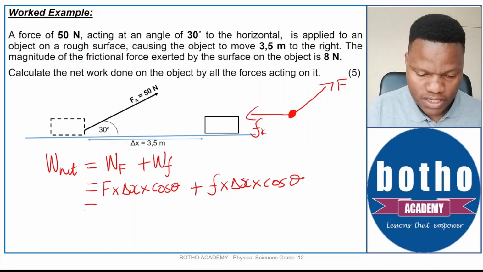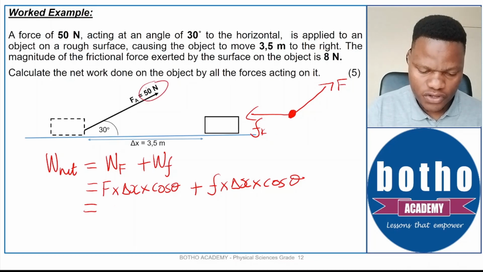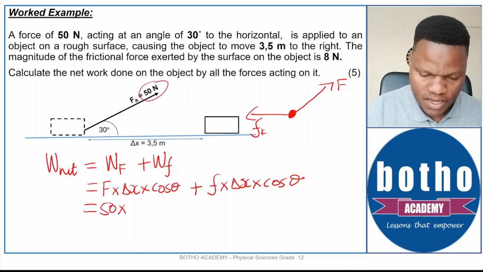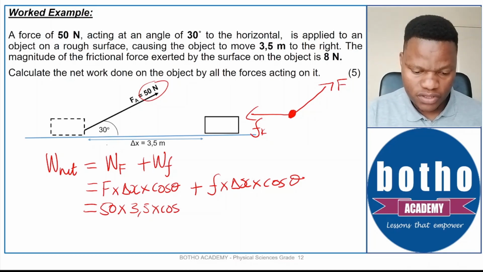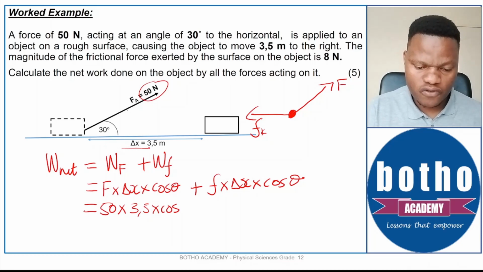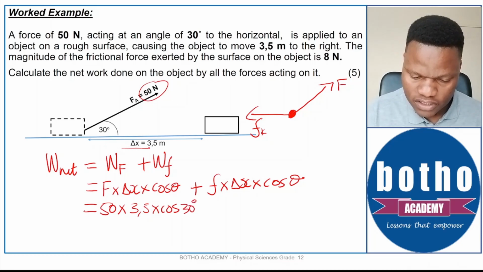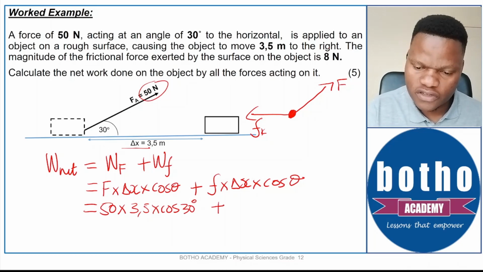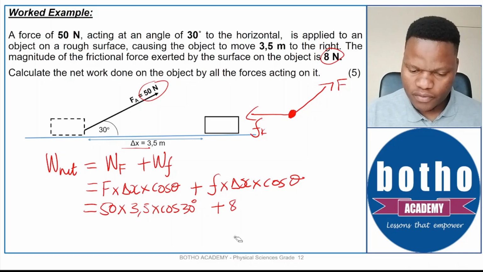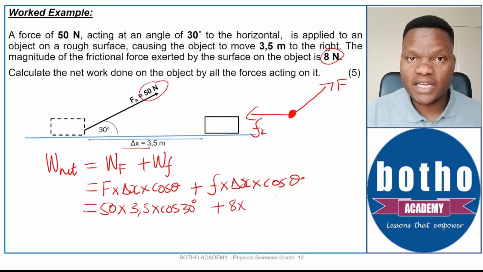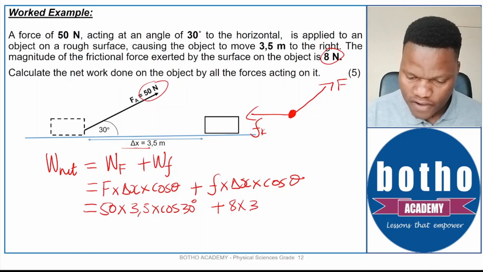Now let's look at what is happening in the substitution. In our substitution, what we get is that the applied force is 50 newtons. Then we're going to say 50 multiplied by 3,5, which is the displacement, multiplied by cos theta. Theta is given to us there. The angle between the displacement and the applied force is given to us as 30 degrees. Plus the frictional force is given to us as 8 newtons. That will be plus 8 multiplied by delta x. Delta x is still 3,5 multiplied by cos.